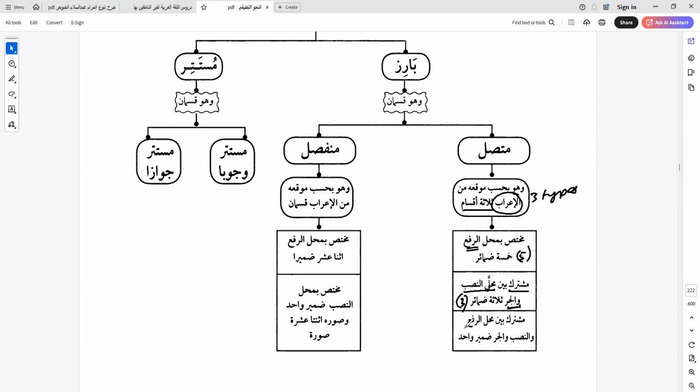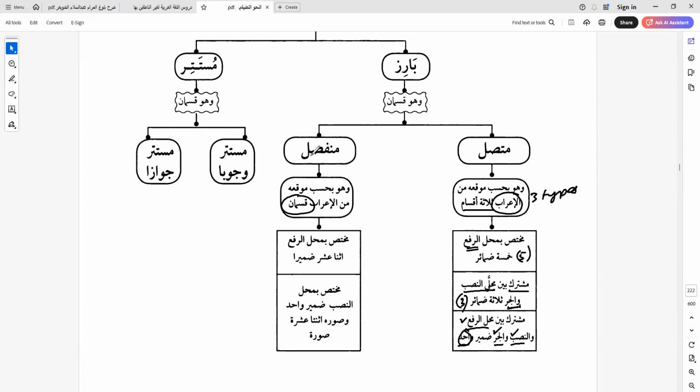And then المشترك بين محل الرفع والنصب والجر ضمير واحد. There is a ضمير that can be in the place of رفع, it can be in the nasb, it can be in the jar. It's just one. We're going to know all of them. And then we have وهو بحسب موقعه من الإعراب قسمان.